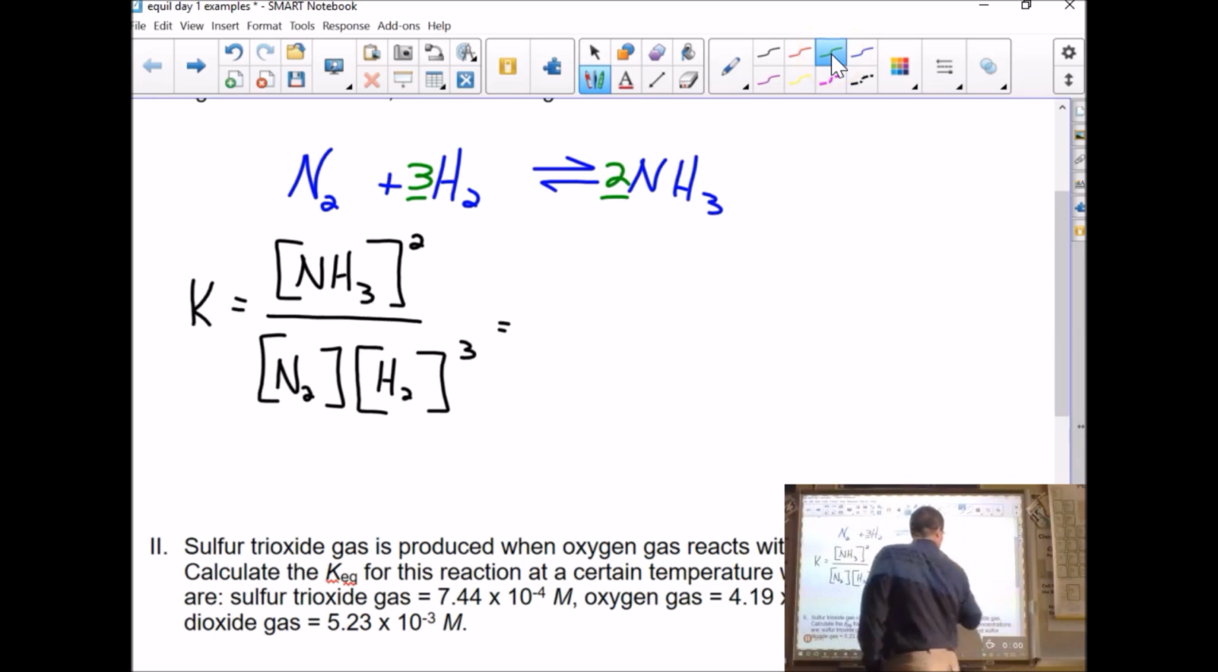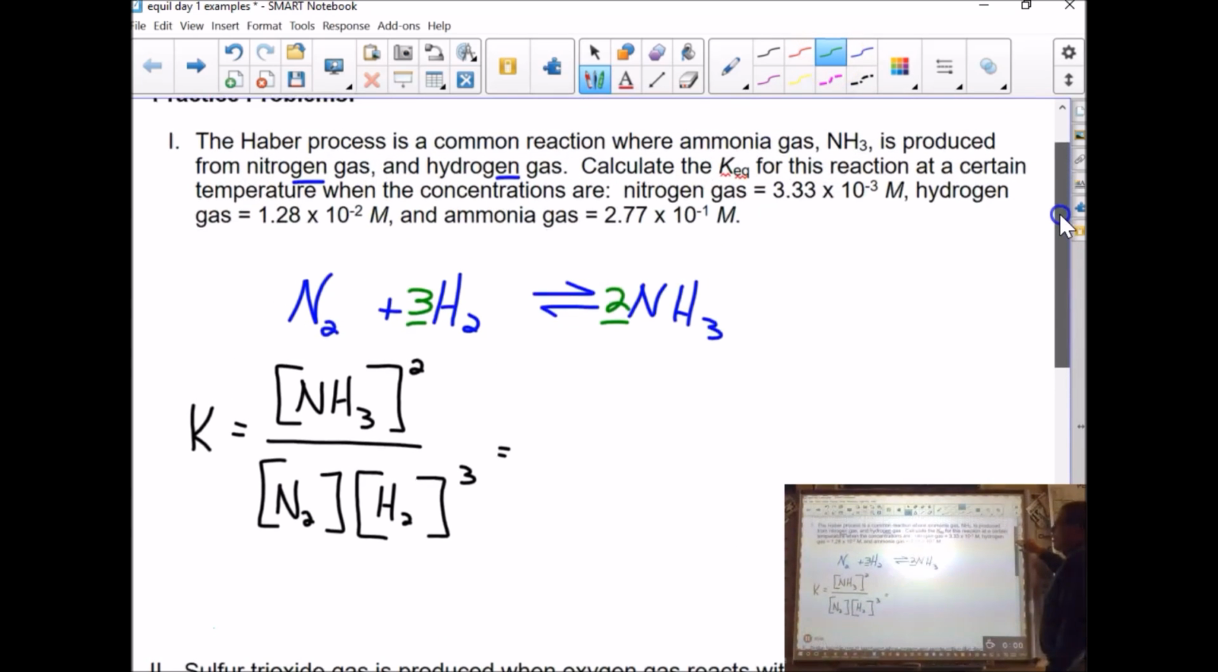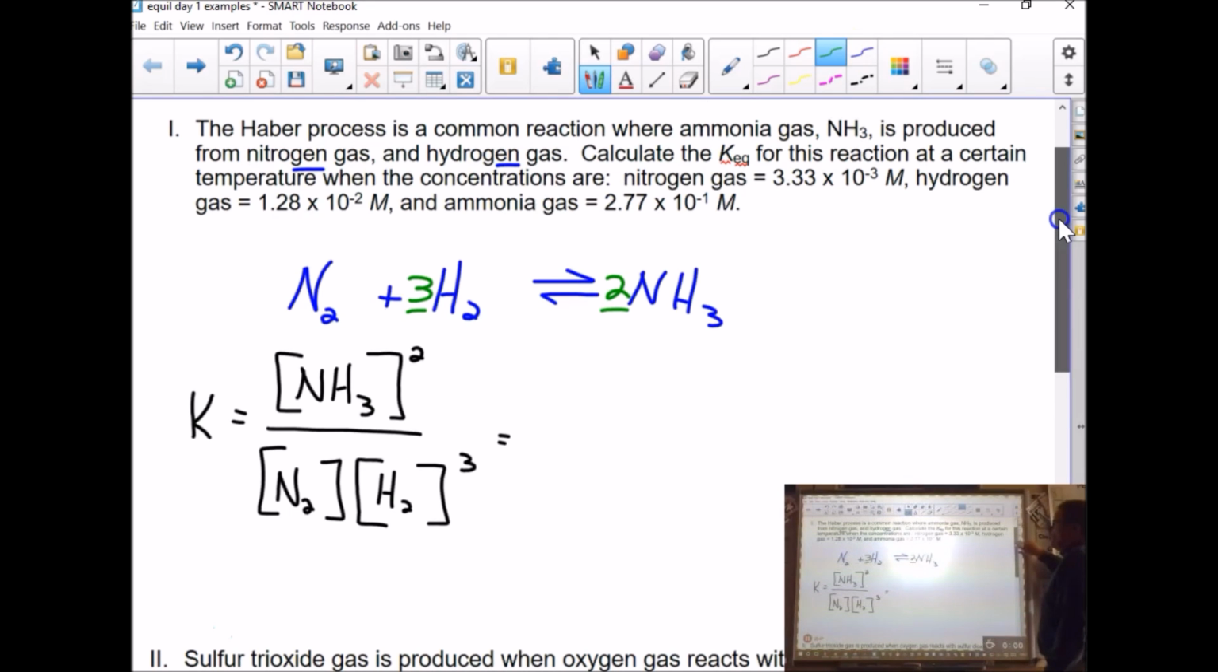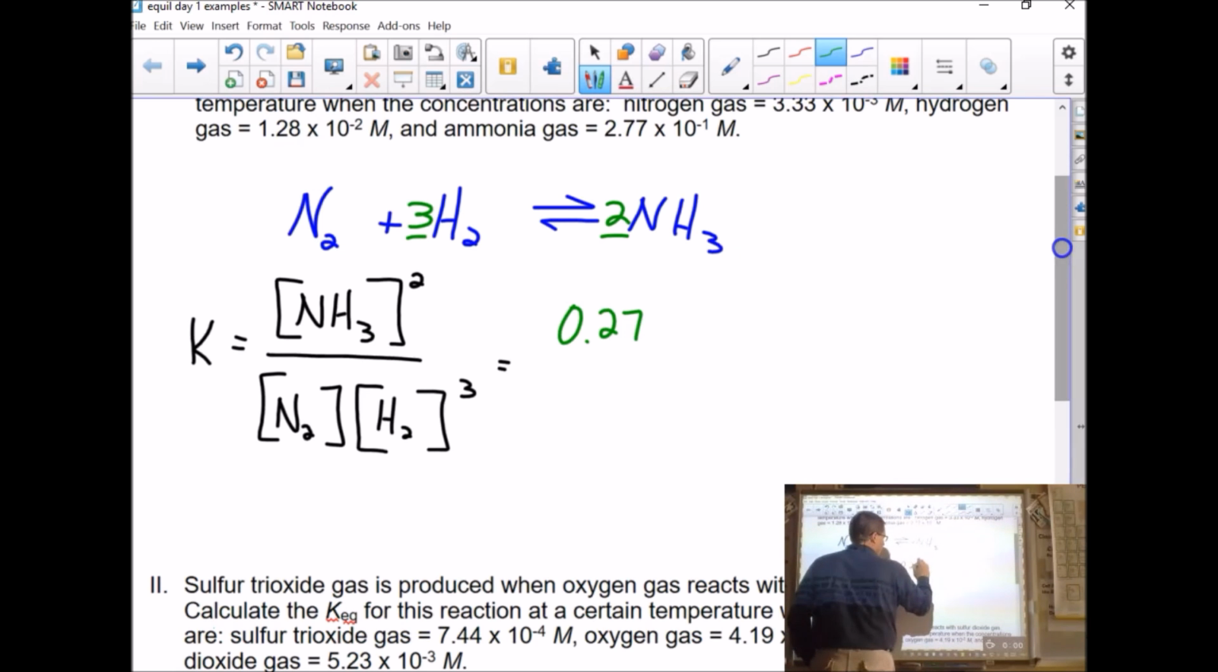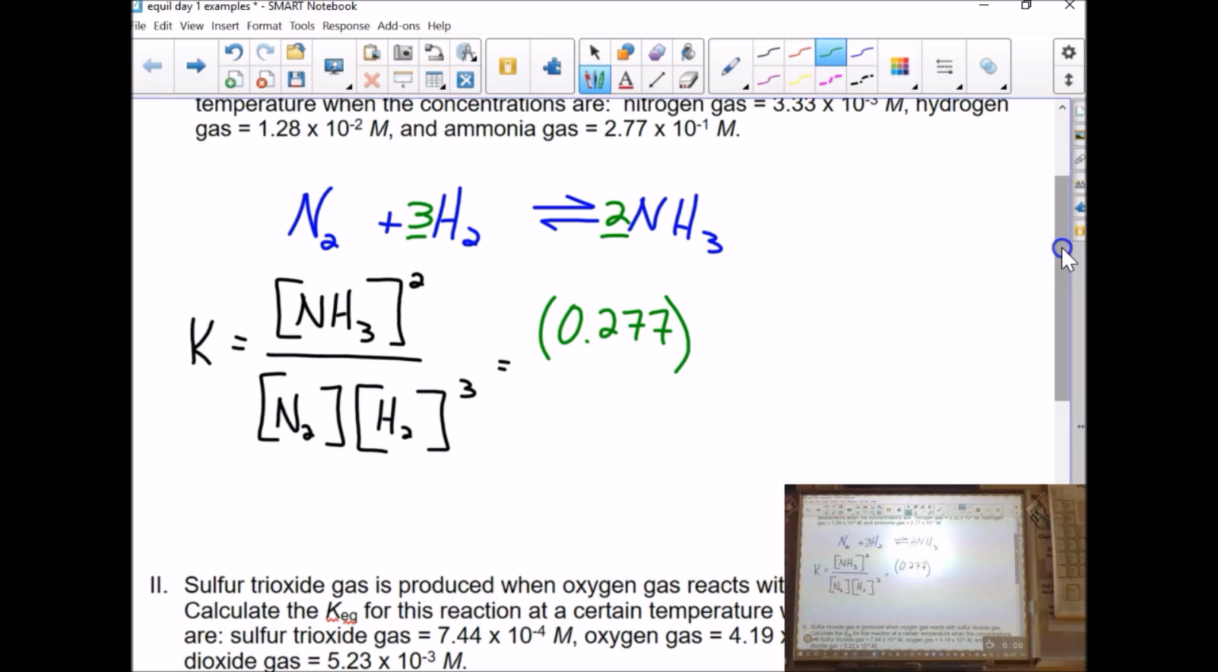All right, so let's do some plugging and chugging here. So ammonia, what is it? I'm going to go 0.277. Now, even though I put molarity in the question, for equilibrium we don't show units. About 5 years ago, we had to show units because we used to do an equation where we would convert the pressures into concentrations and vice versa. They have since removed that. So you don't have to show units on equilibrium.